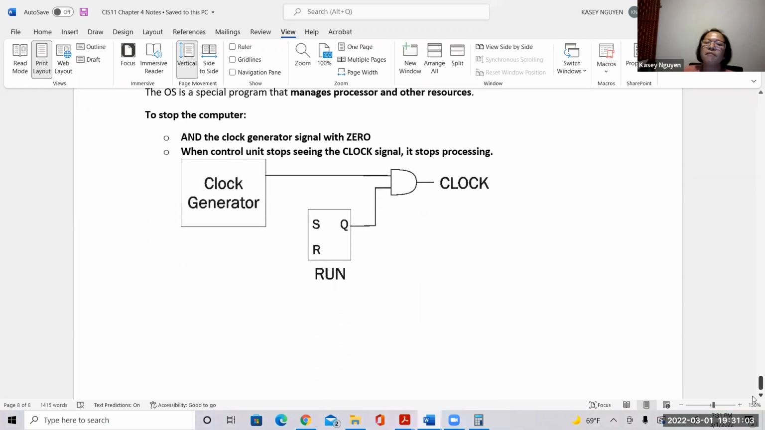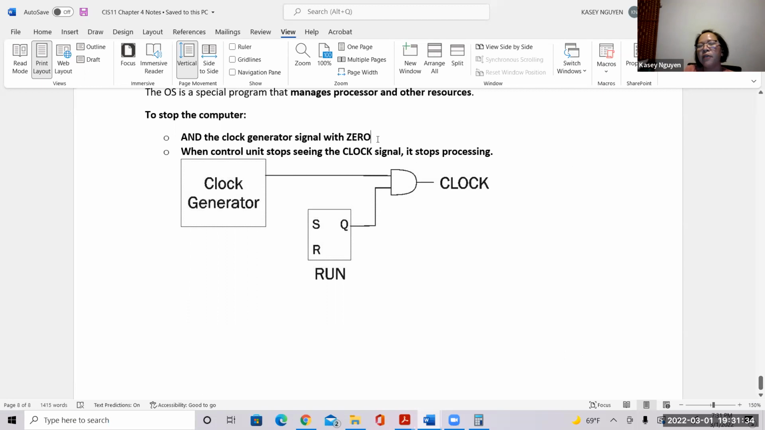So to really stop the computer, we would need to AND the clock generator with a 0. Remember, when we AND something with a 0, it is 0. And so when the control unit stopped the clock signal, it stopped processing. So when we wanted to stop processing, at the low level, that would be an AND with 0.